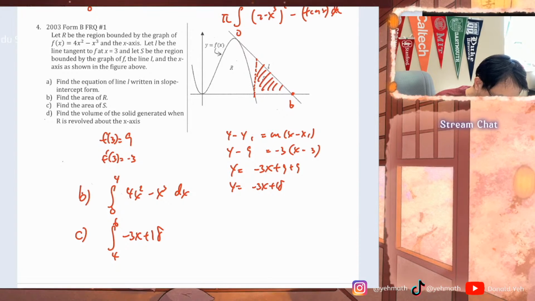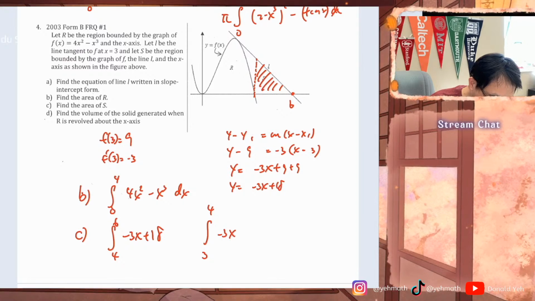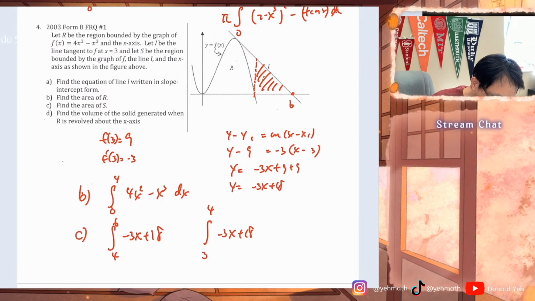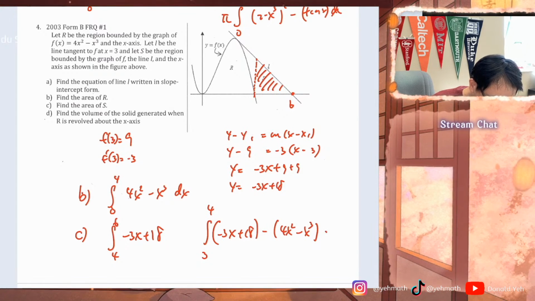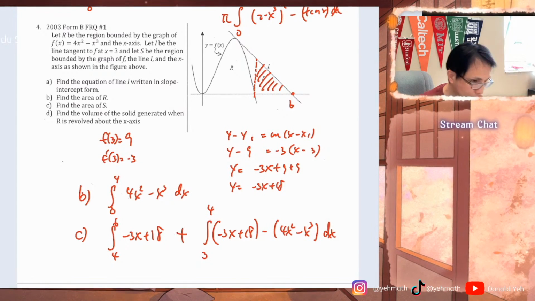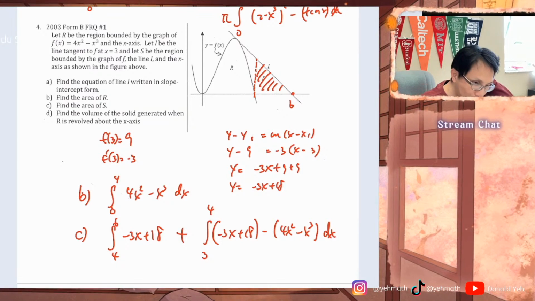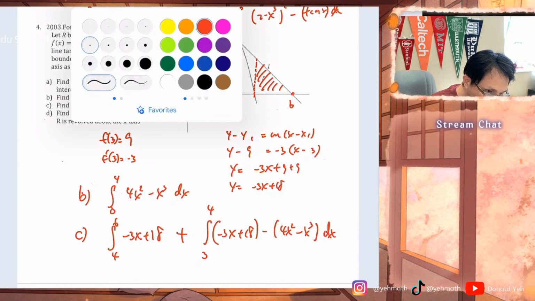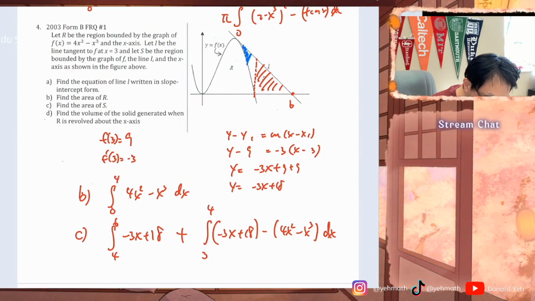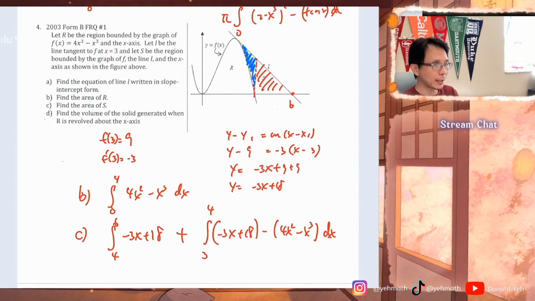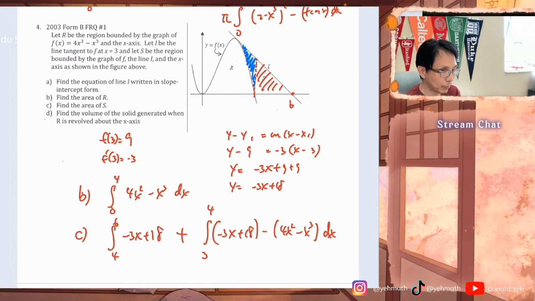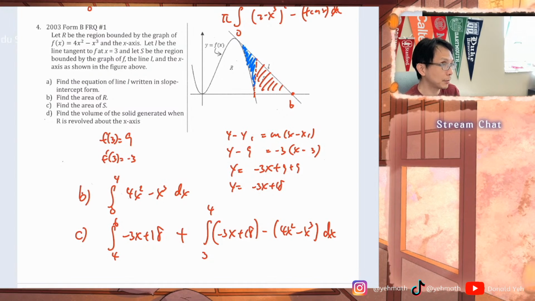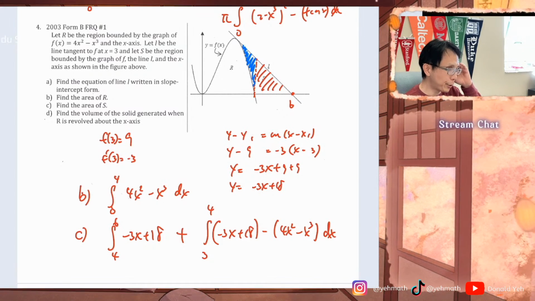Okay, and for here it's 3 to 4, and it's going to be minus 3x plus 18 as the top, minus the bottom, so it'd be the integral of 4x squared minus x cubed dx, plus the other part. Because you want to do top minus bottom in this case to get this region right here. And that's the way you had to think about it, because you had to carve out the region between 3 to 4, and the intersection is at 3 to 4. It's a very, very cool question.